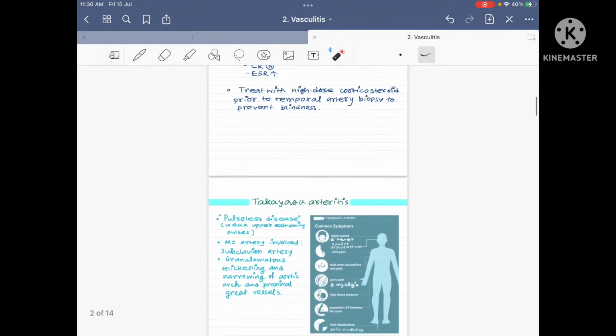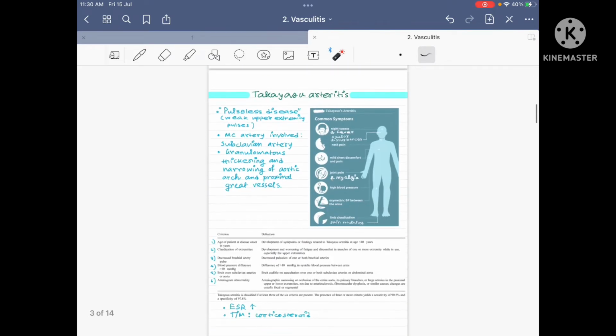The second topic among the large vessel vasculitis is Takayasu arteritis. It is also commonly known as pulseless disease, with weak upper extremity pulse. The most commonly involved artery is the subclavian artery, and in histology there is granulomatous thickening and narrowing of the aortic arch and proximal great vessels. Just read it, no need to remember it that way. Commonly the symptoms are constitutional, like night sweats, fever, ocular disturbance, neck pain, chest discomfort, joint pain, myalgia. The differentiating feature is asymmetric BP in the arms and limb claudication. This is the catch point in the question.